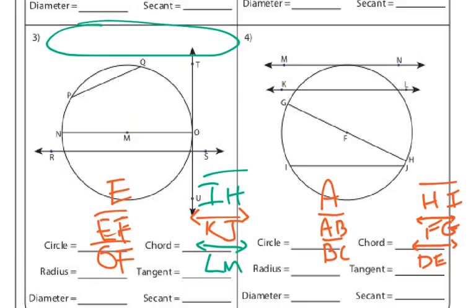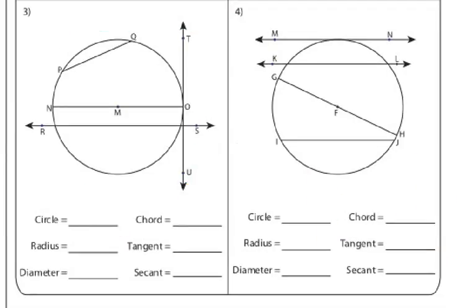And the tangent line is line FG or line GF. Make sure you have your line bar above it. Don't say line segment. Make sure you have your arrows. And the secant, line DE or line ED. Again, make sure you have your line. Okay, I'm going to have you do 3 and 4 by yourself. I will not go over these in the video, but I will check them when you hand your packet in.